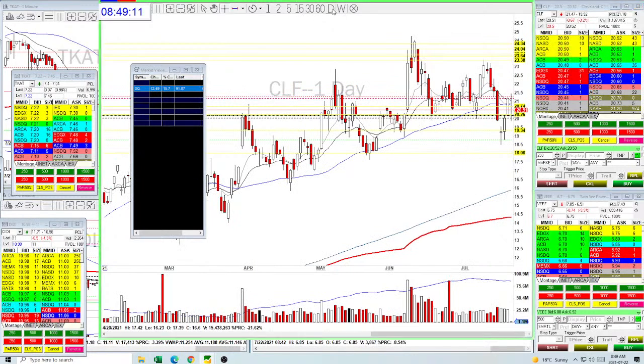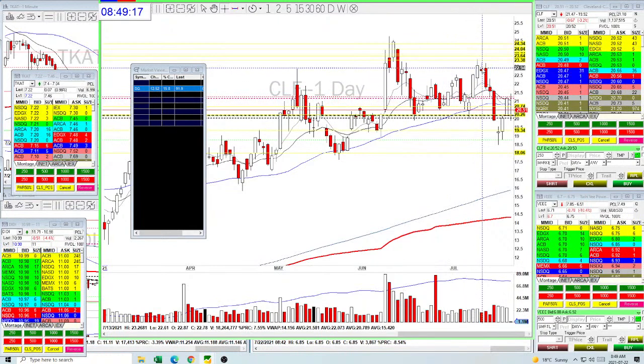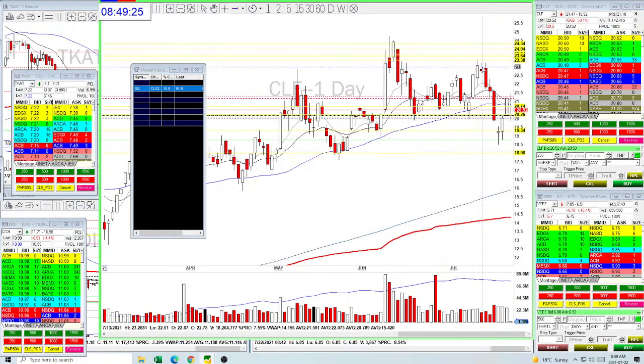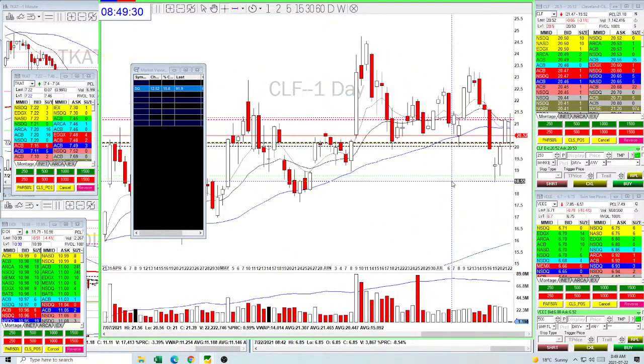So CLF, if you look at the daily, we have traded sometime in July. We made good money when it was moving back up here. I think in June we also made money on that. Then it came down, chopped around somewhere around 23, and now it is moving down. So let's remove all the trend lines and see what we can do.